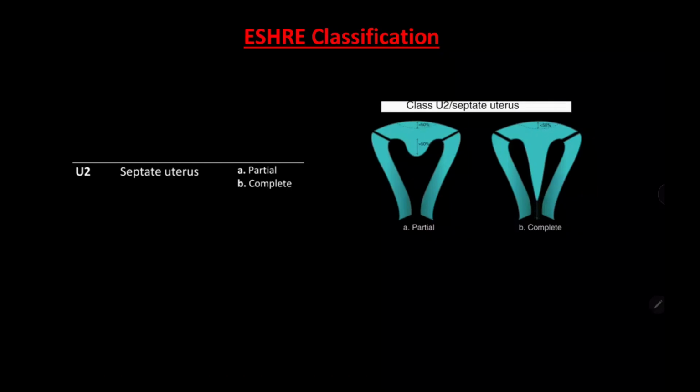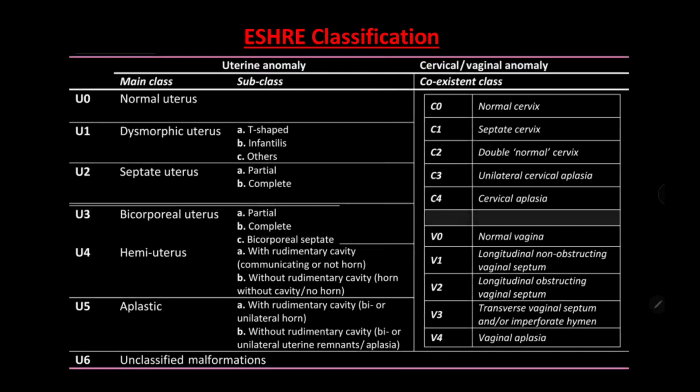So after the septate uterus, the third class according to the ESHRE is the bicorporeal uterus, which is also interesting because according to the American Fertility Society classification, the fusion anomalies are two, which are the bicornuate uterus and the didelphys uterus. However, the two fusion anomalies are included in one class according to the ESHRE classification system. The bicorporeal uterus basically includes all cases of the fusion defects.